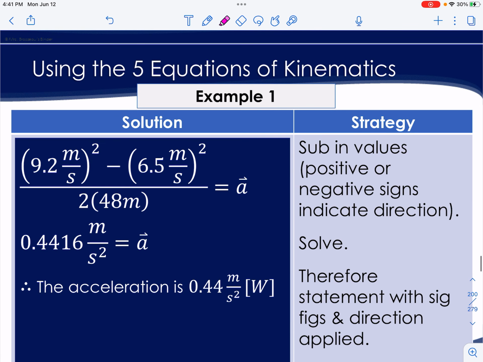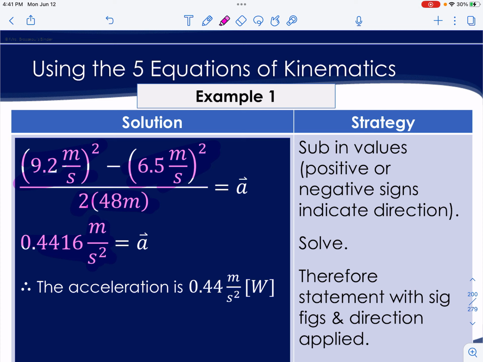So now we just plug in. We get 9.2 squared minus 6.5 squared over 2 times delta D, which is 48. And that results in 0.4416 meters per second squared, which is our acceleration.